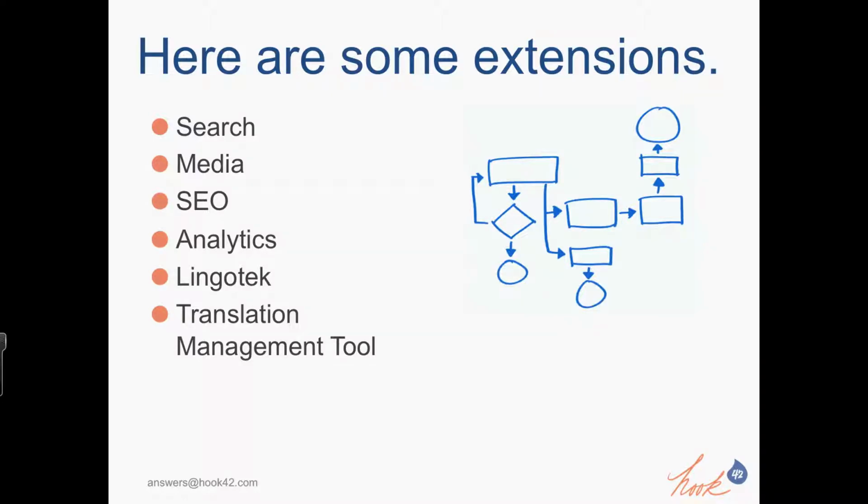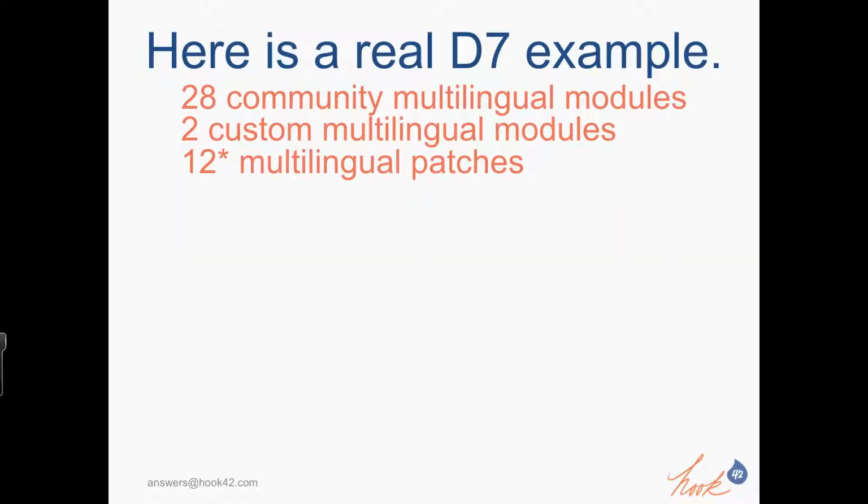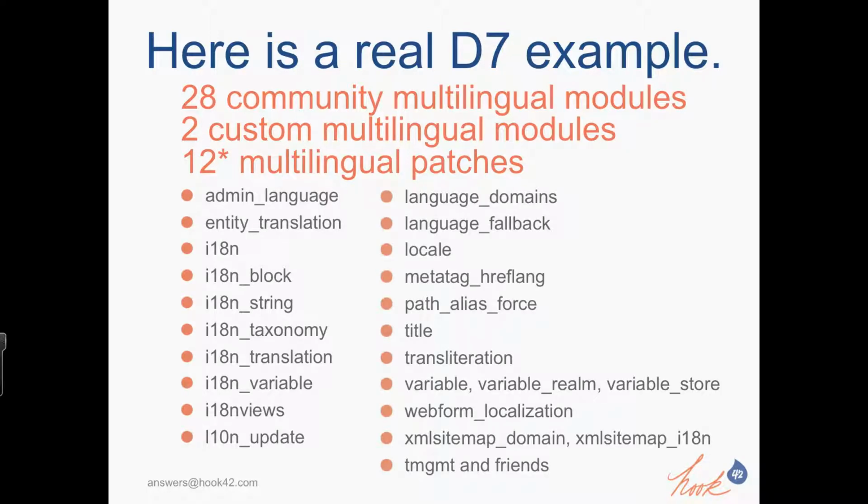So I'm going to talk a little bit about a real Drupal 7 example from one of our clients. This was a Drupal 7 multilingual site: 28 community multilingual modules, 2 custom multilingual modules, and 12 multilingual patches. This is all of the information that we had to add, and we didn't even have things like search on the site yet, right? That's kind of a common thing, right? So this was just the most basic of a site. We didn't even add all of the extra stuff.